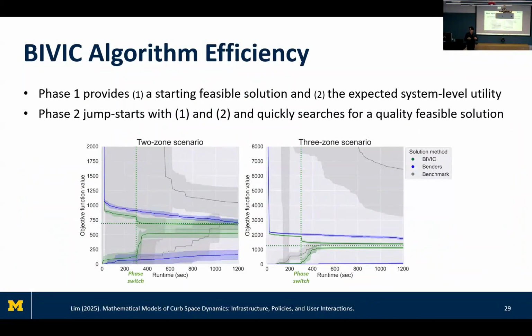So first, let's talk about the methodological side and see how this Vivek algorithm works. So we can see, here the gray is the benchmark, the single level reformulation. The blue is where I just do Benders decomposition for the entire time. And this Vivek algorithm is where I do the two-phase approach, and this vertical dotted line shows where there's a phase switch. So you can see when you compare the gray and blue, there's a very different trend.